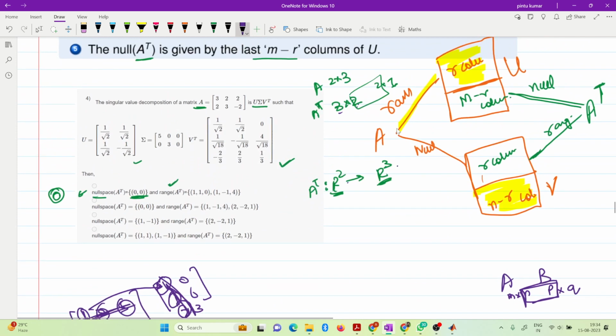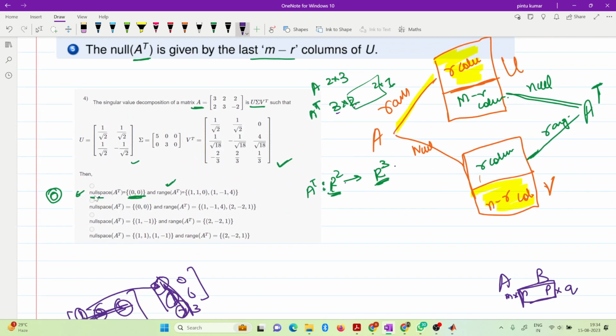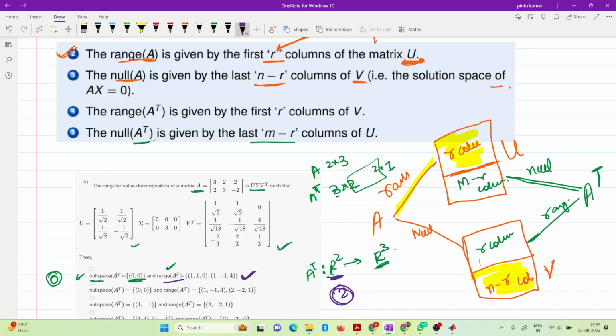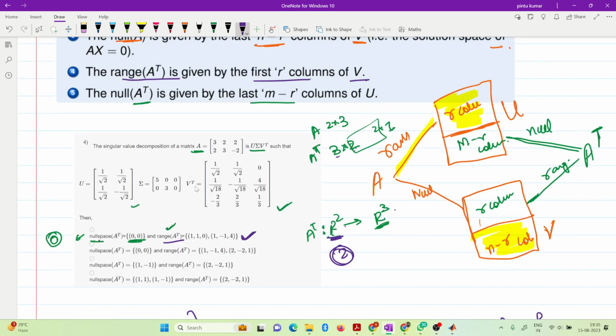Okay. Now, because my null space is just the 0 element, its dimension is 0. So now by the rank nullity theorem, what should be my dimension of range space? It should be 2. So first thing is that you should look for 2 elements in the range space. Now, if you look at the range space of A transpose, it is given by the first r columns of V. So we will look at the first 2 columns of V. Now this is V transpose, so we are looking at the first 2 rows of V transpose. Looking at the first 2 columns of V is similar to looking at the first 2 rows of V transpose.